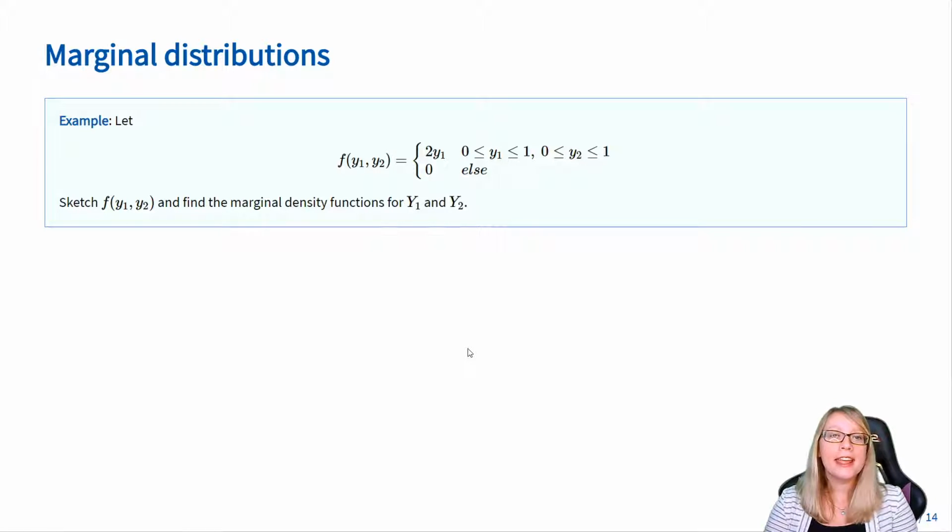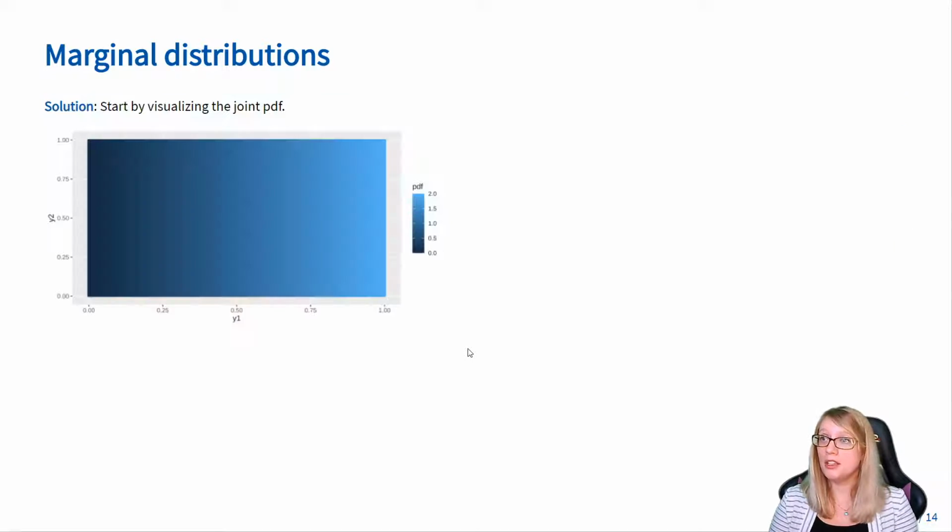Now let's take a look at a continuous example. We'll let f of y1 and y2 represent the joint probability function. Values are 2y1, where y1 is between 0 and 1, y2 is between 0 and 1. So that's our joint distribution. What we'd like to do is find the marginal density for y1 and y2.